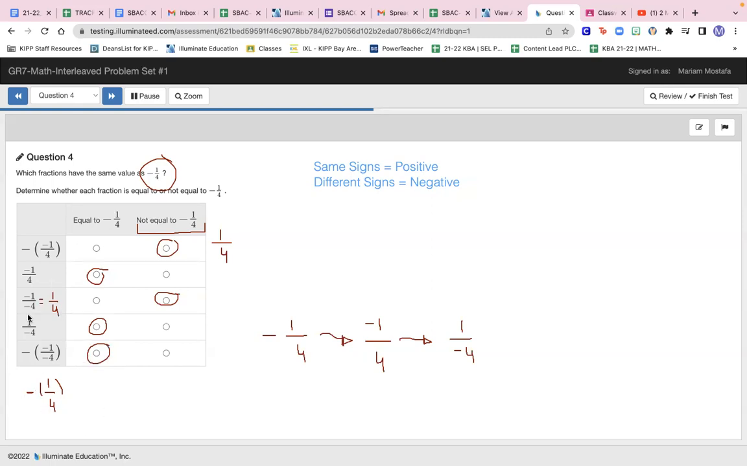So basically, if there is an even number of negatives, it always becomes positive. If it's an odd number, like one negative, three negatives, it'll always be negative, because even though these negatives cancel out, you still have an extra one right there.